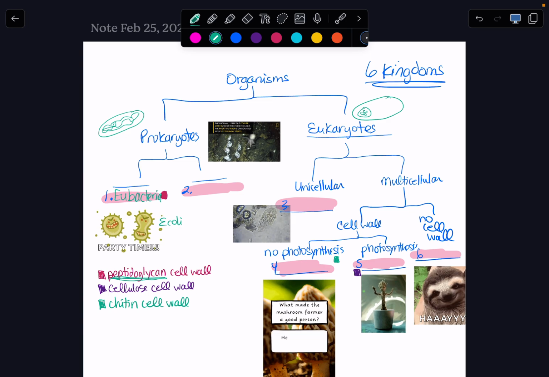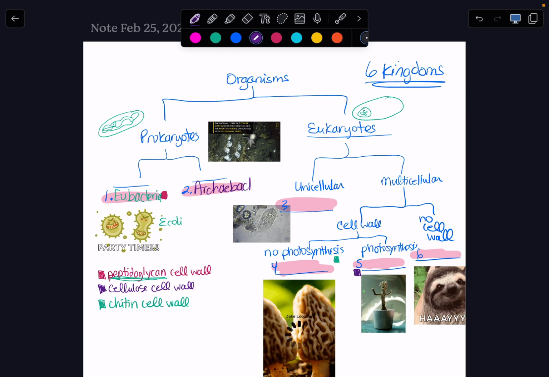The second type of prokaryote is the archaebacteria. These ones are found in those deep hydrothermal vents. These ones are using that chemosynthesis. They're the old microbes, possibly the last universal common ancestor is where these ones come from. And they don't have that same material in their cell wall. So that's what differentiates those two in terms of different kingdoms.